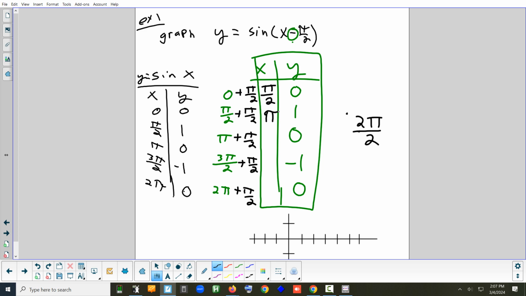Okay. The next one. Pi plus pi over 2. Now, how can we make pi a fraction? We could just put it over 1.